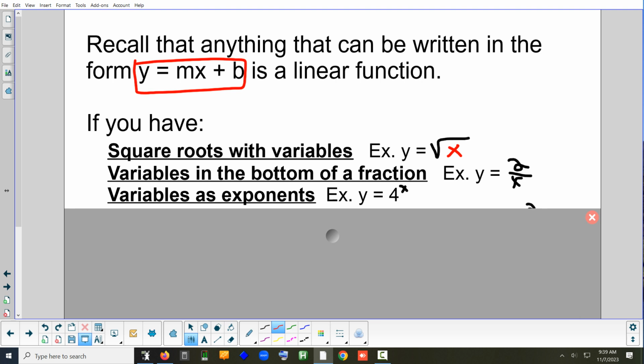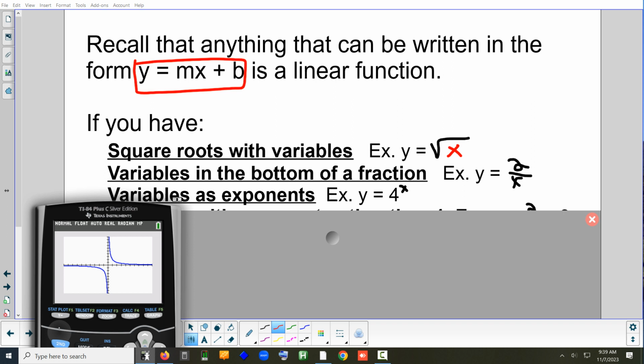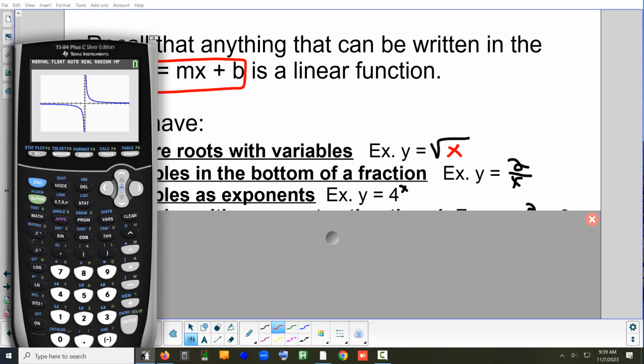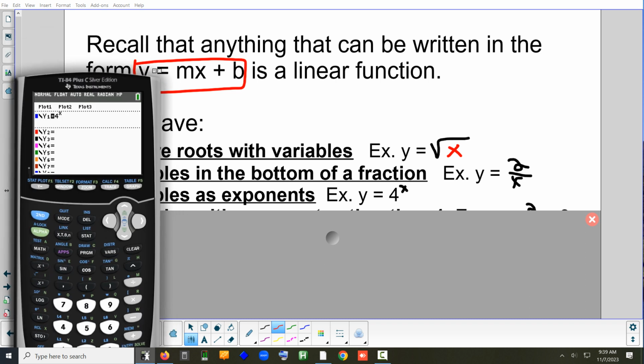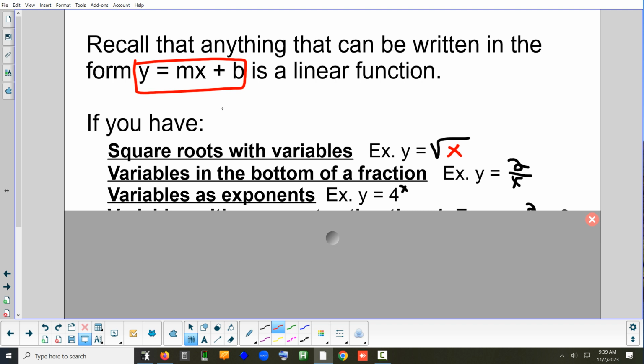If you have a variable up in an exponent, like y equals 4 to the power of x, let me graph that one. So y equals 4 to the power of x. What do you think? Does that look like linear or nonlinear? Definitely nonlinear. It's another one that curves. So variables under a square root symbol, variables in the bottom of a fraction, variables in an exponent.